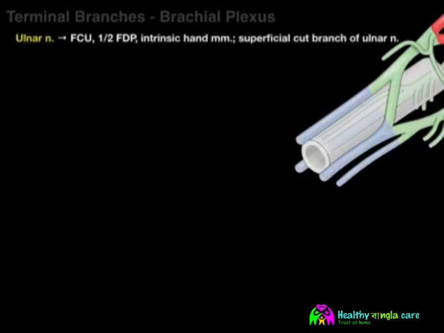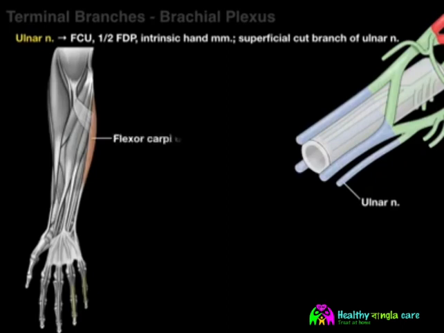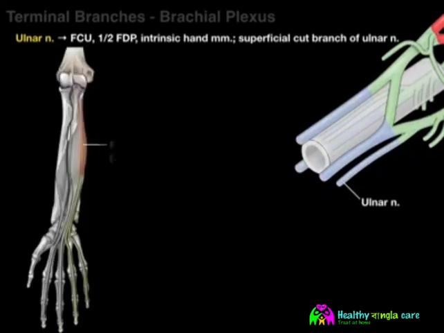And finally, our ulnar nerve innervates the flexor carpi ulnaris, half of the flexor digitorum profundus, a bunch of the intrinsic hand muscles, and the superficial cutaneous branches. So there's our ulnar nerve coming primarily from that medial cord, and it innervates the only muscle in the flexor compartment of the forearm that has the word ulnar in it, the flexor carpi ulnaris, and the deepest compartment there is our flexor digitorum profundus, but specifically only the ulnar half, the half that's closest to the ulna that goes to your ring and pinky fingers.